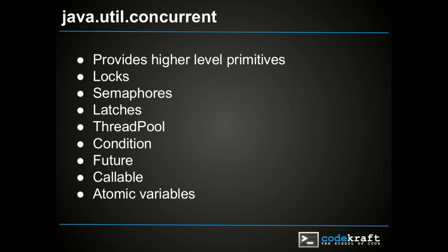I'm throwing a lot of names out here, but the whole point is that for multi-threaded programming, the Java language has provided a lot of good higher level primitives that can be used for writing multi-threaded code. We will cover these primitives during our course.